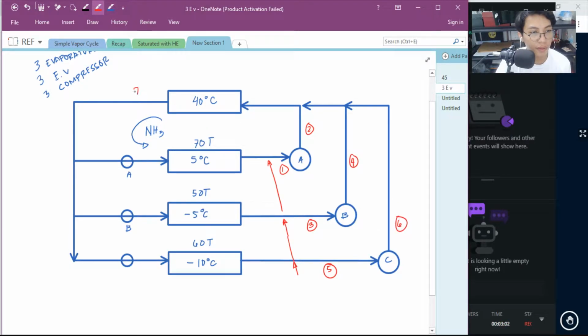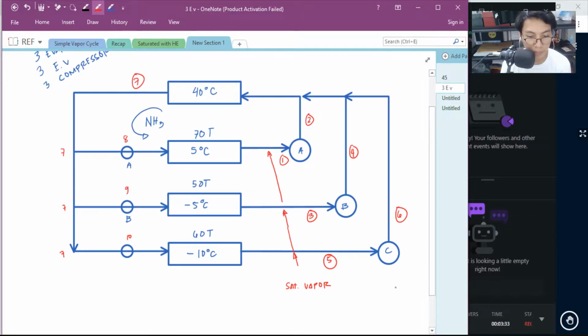This is point 7. 7 pa rin naman to. 7 ito. 7 ito. Okay? This is 8. Expansion valve. 9 and 10. So, as you can see here, ang condition ng iyong vapor or iyong refrigerant is saturated sa points 1, 3, and 5. This is the low pressure side and the low temperature sides.